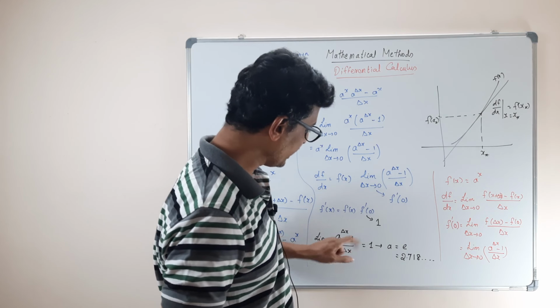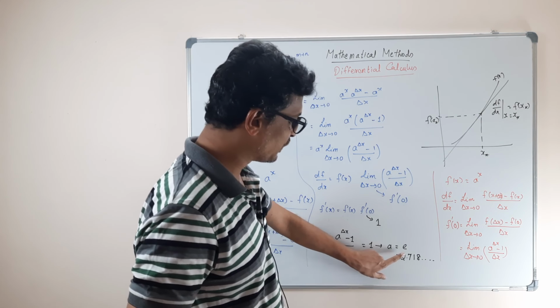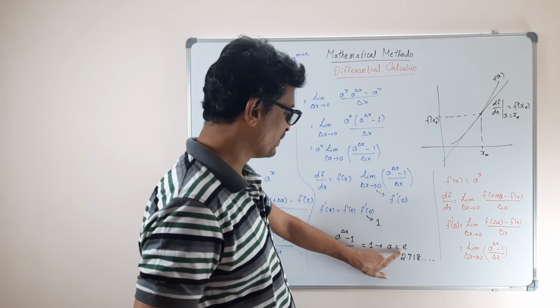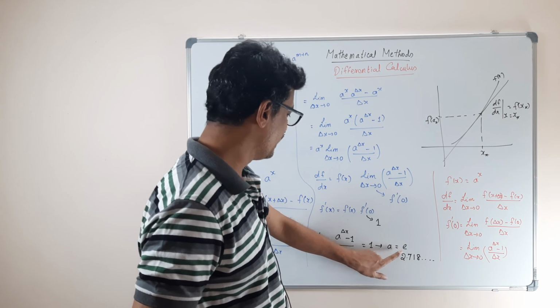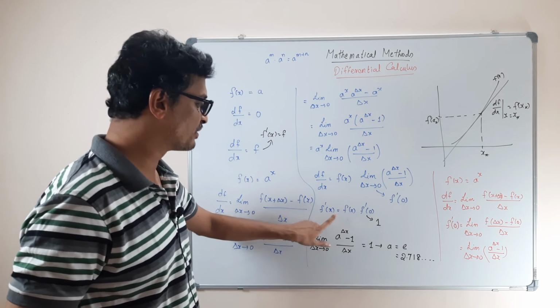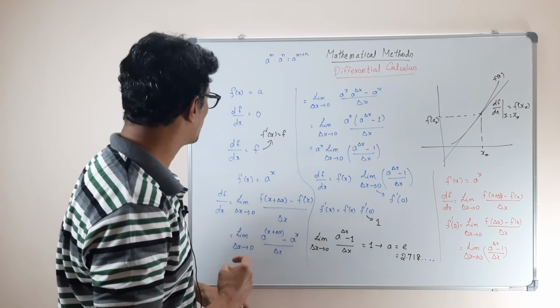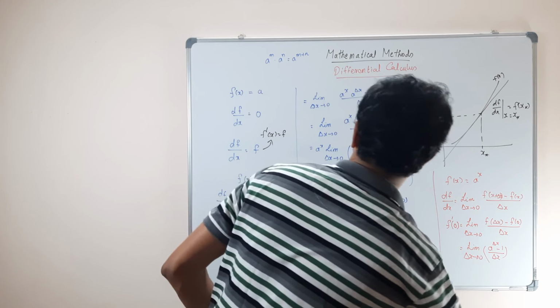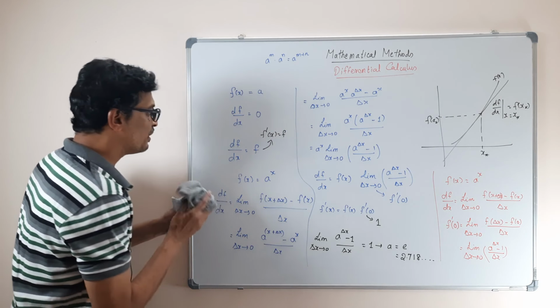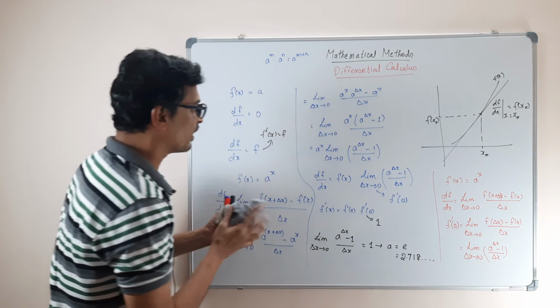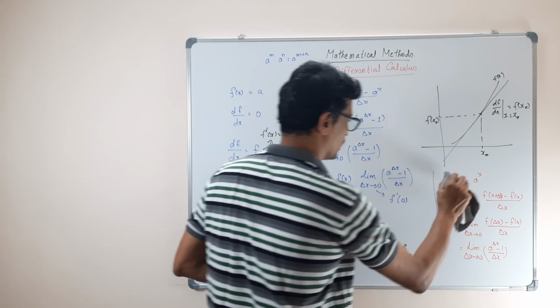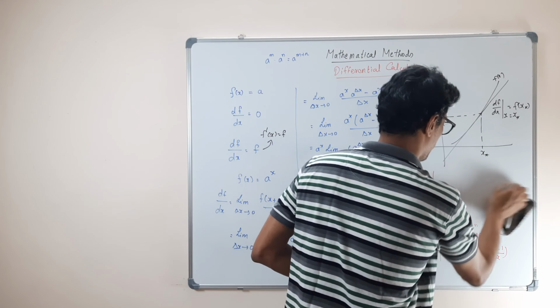Okay, so what it says, whenever a is equal to e, your f prime of x will be equal to f of x. Correct? So that gives you the next formula. So now I am going to remove these things. Let me remove this side. This is not required.